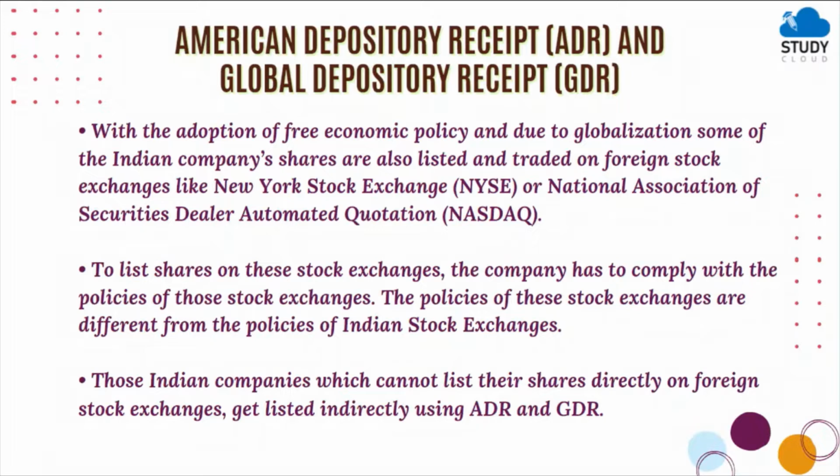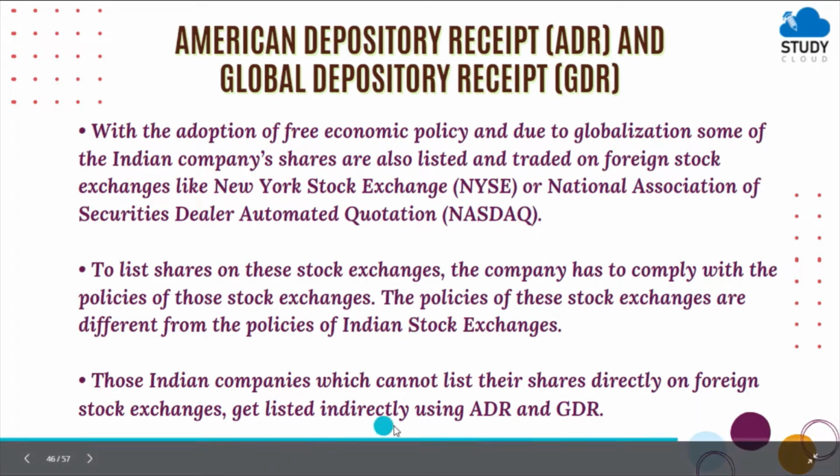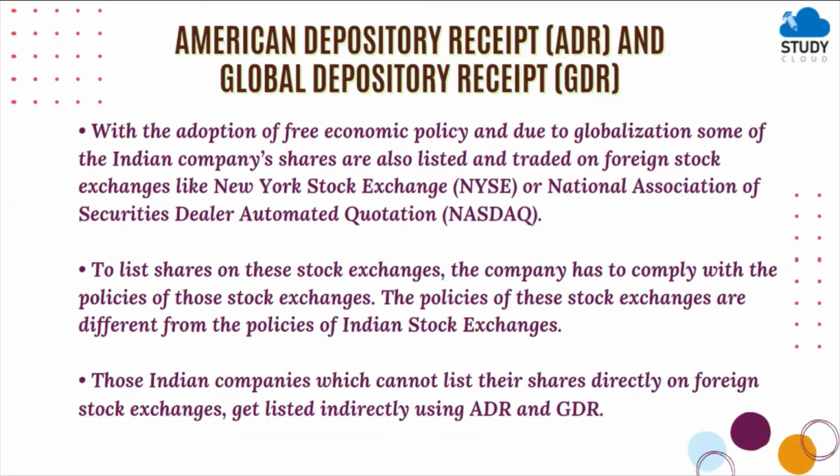Now, those Indian companies which cannot list their shares directly on foreign stock exchanges get listed indirectly using ADR and GDR. This means ADR and GDR will give them a platform to list their shares. So how can they list their shares? Let's see.